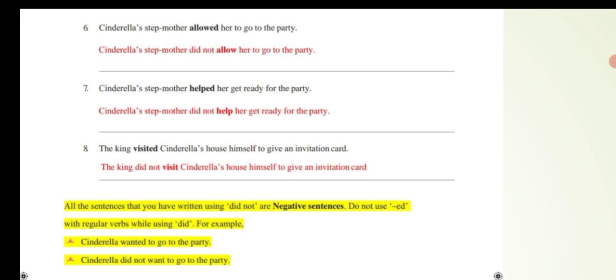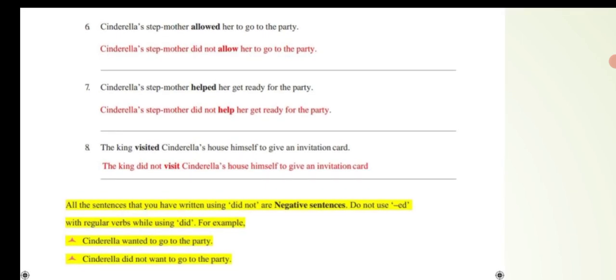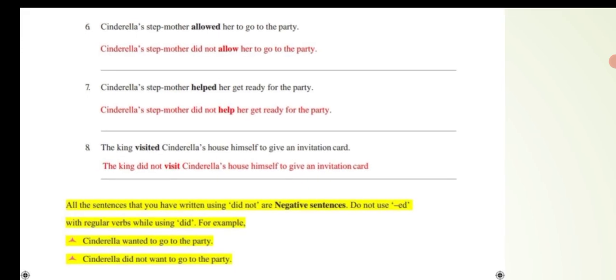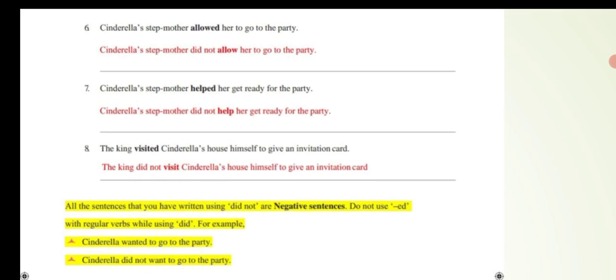Seventh, Cinderella's stepmother helped her get ready for the party. Reality was different, did not help her. So the sentence: Cinderella's stepmother did not help her get ready for the party. And number 8, the king visited Cinderella's house himself to give an invitation card. The main verb is visited. If we add did not here, we will make visit, which is the main verb here, first form. So the sentence would be: the king did not visit Cinderella's house himself to give an invitation card.